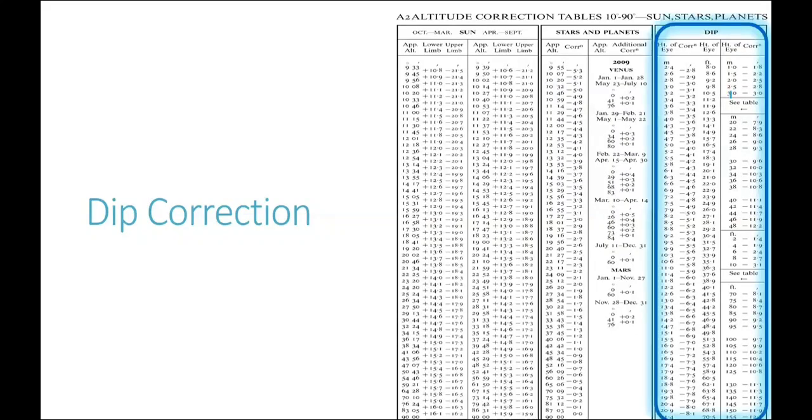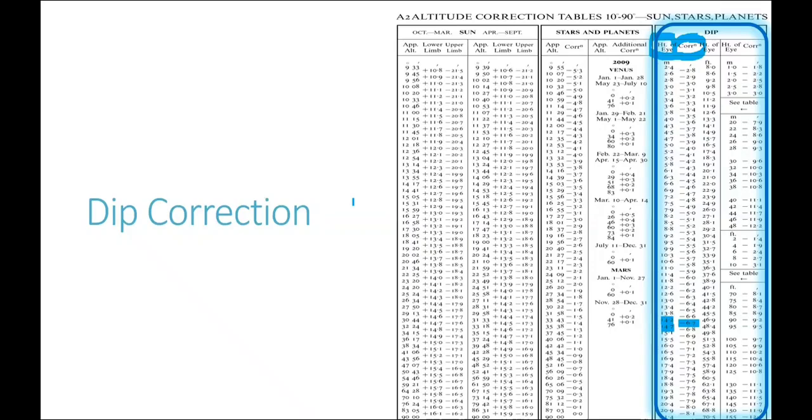So you have the height of eye given here, and along with the height of eye, you have the correction also mentioned. There is a single correction for a range of height of eye, like for example, you can see from 14.2 to 14.7, the correction is minus 6.7. That is the dip correction. So that's the first table which we have, the dip correction table.